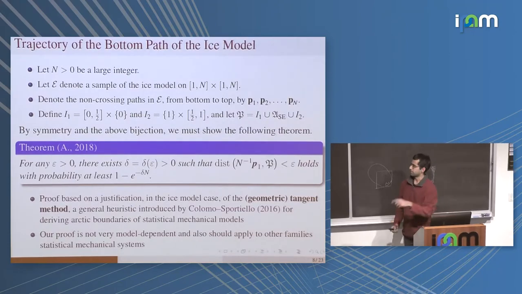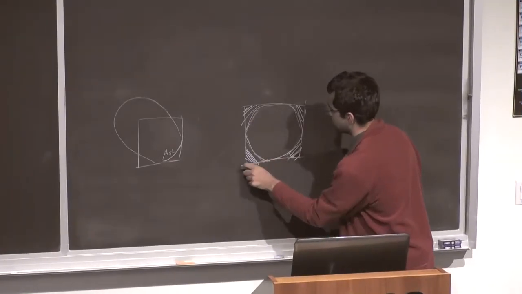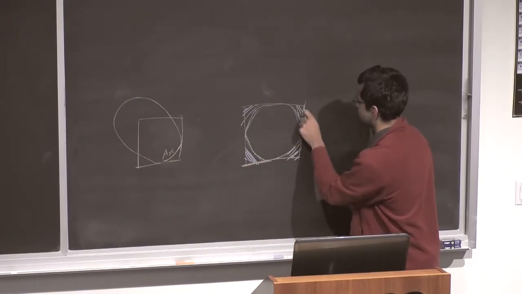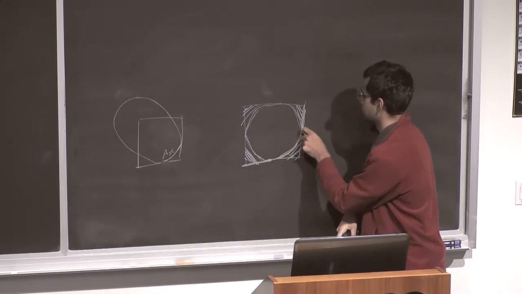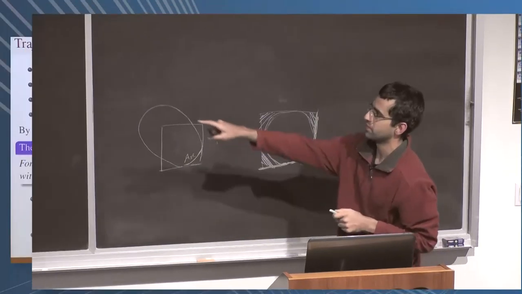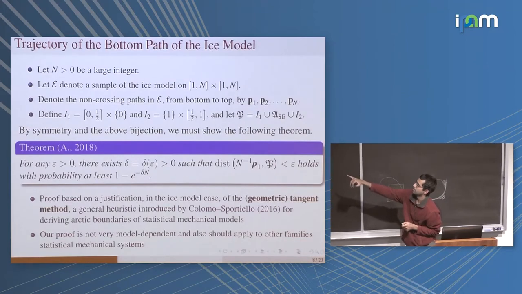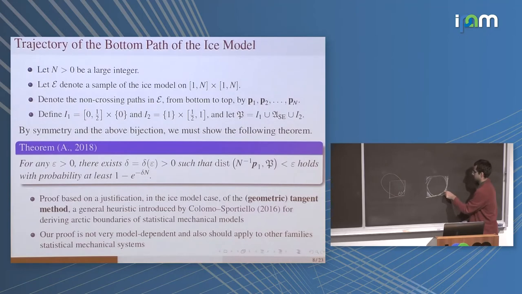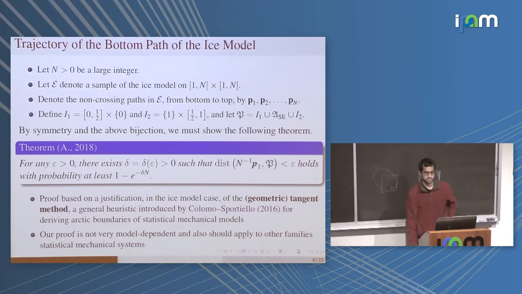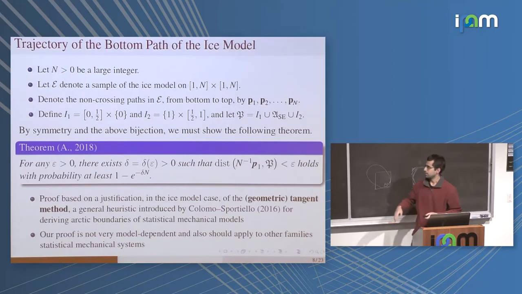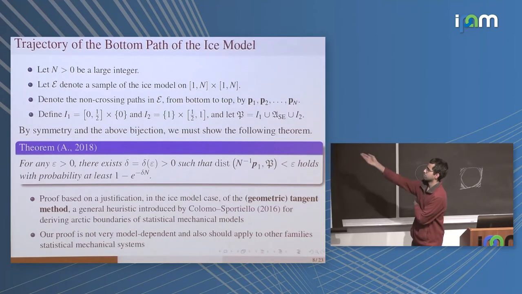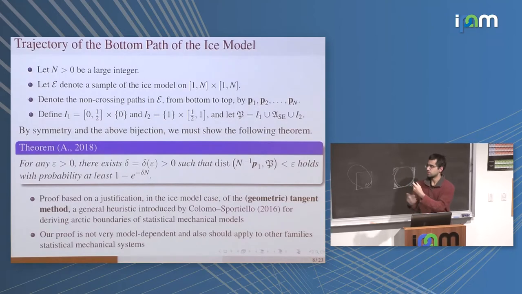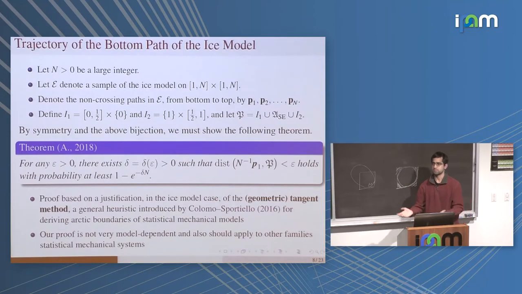So I keep on going up that way. This I1 is simply this interval, I2 is this interval, and this b here is the southeast part of the arctic curve. So it's what you expect. So this union here, I1, this b, and I2, is this thing here. And the theorem is that with very high probability, if I normalize p1, the bottommost path, by n, then the distance between this normalized object and this fancy P here is less than epsilon with exponential probability. This distance is Euclidean distance. Okay, so any questions about the theorem statement?